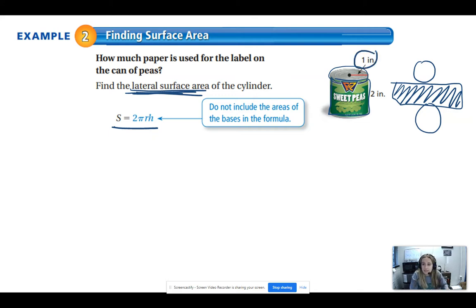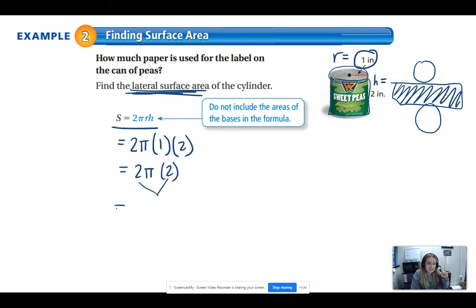So my radius is 1, r equals 1. My height is 2. Okay, so let's just fill it in. 2 pi, radius is 1, height is 2. Let's multiply them out. So 2 pi, remember, leave pi alone for now. 1 times 2 is 2. Then remember, multiply these guys together. So 2 times 2 is going to be 4 pi.